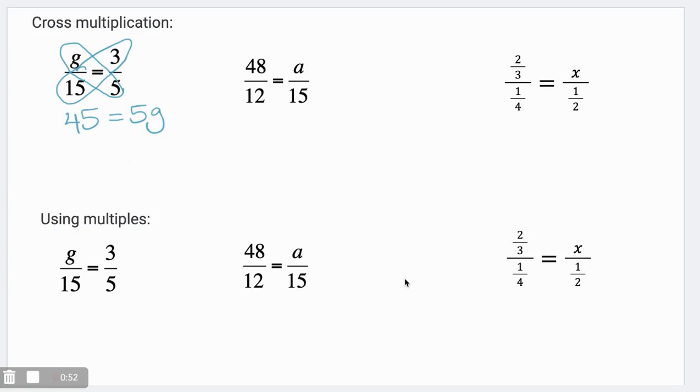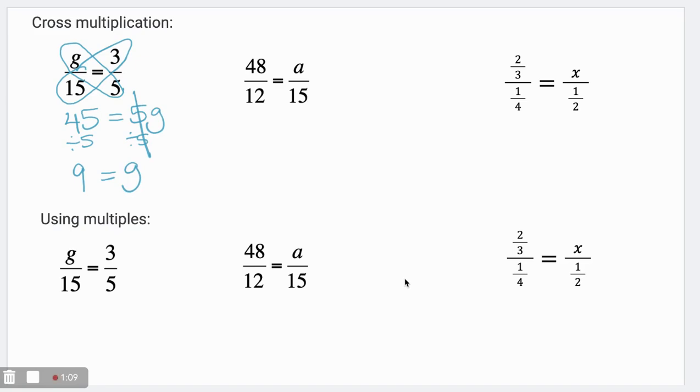So to figure that out, I can divide by 5 on both sides. 5 divided by 5 is going to cancel out, and 45 divided by 5 is going to give us 9. So 9 equals g.